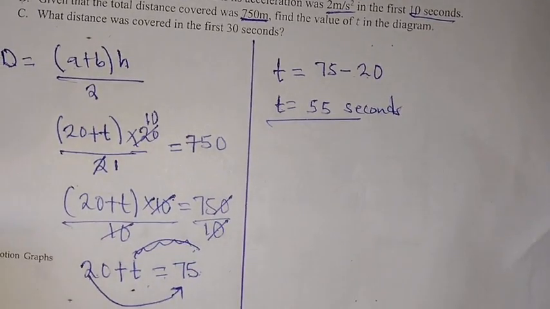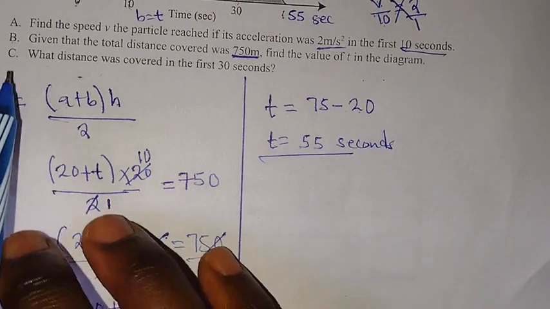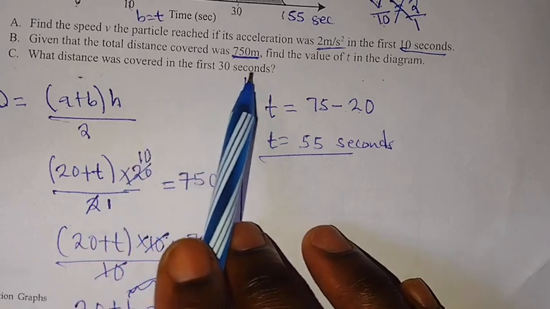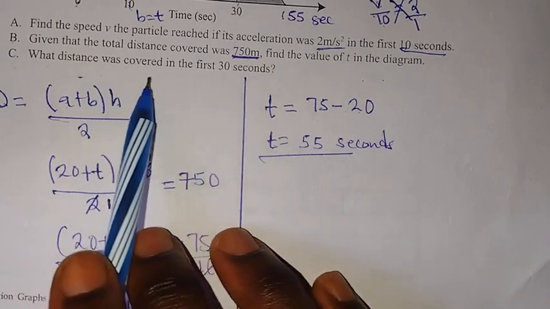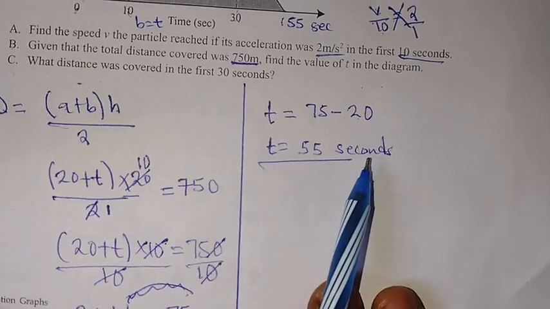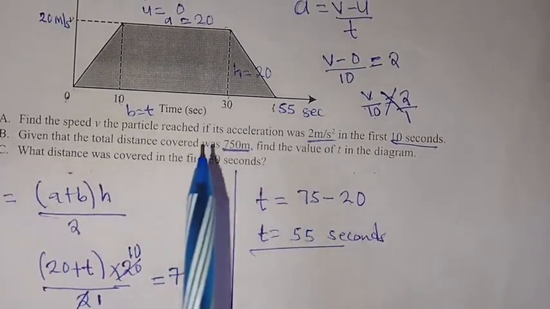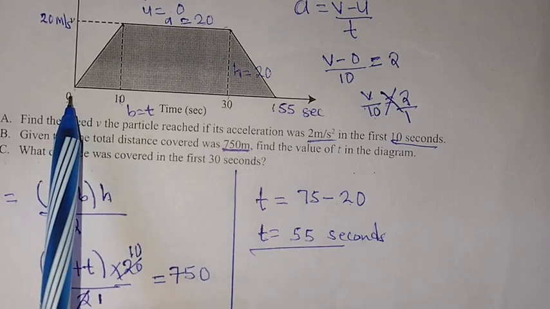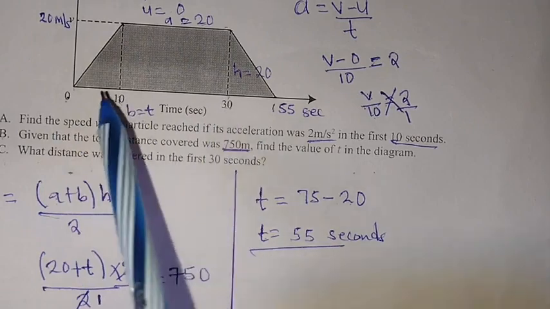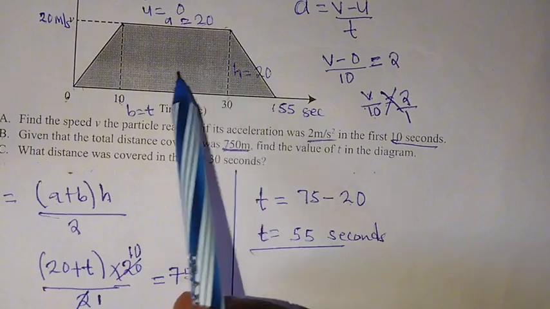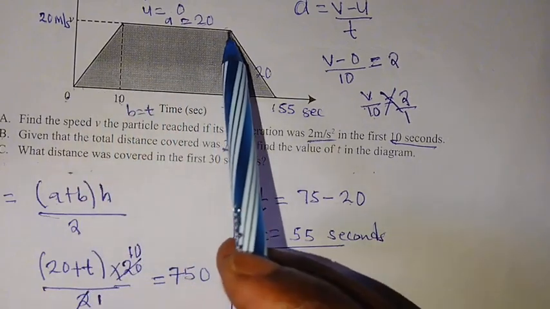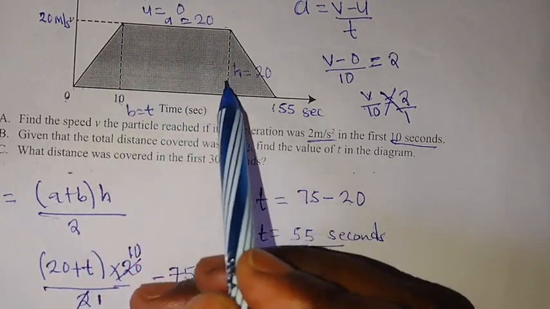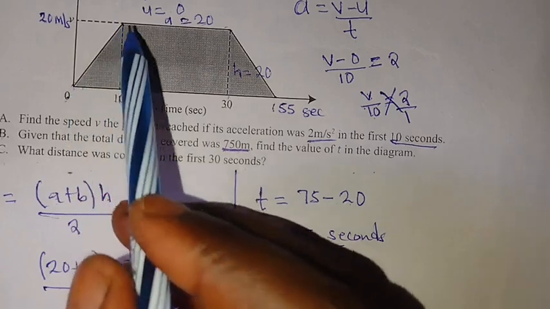Now let us answer our last question, which is our question C right here. What distance was covered in the first 30 seconds? So they want us to find the distance covered in the first 30 seconds. So the first 30 seconds is from 0 up to 30. So we are considering this area. This is the distance that we are considering, just ending up to 30. So when you look at the shape, it is also a trapezium.